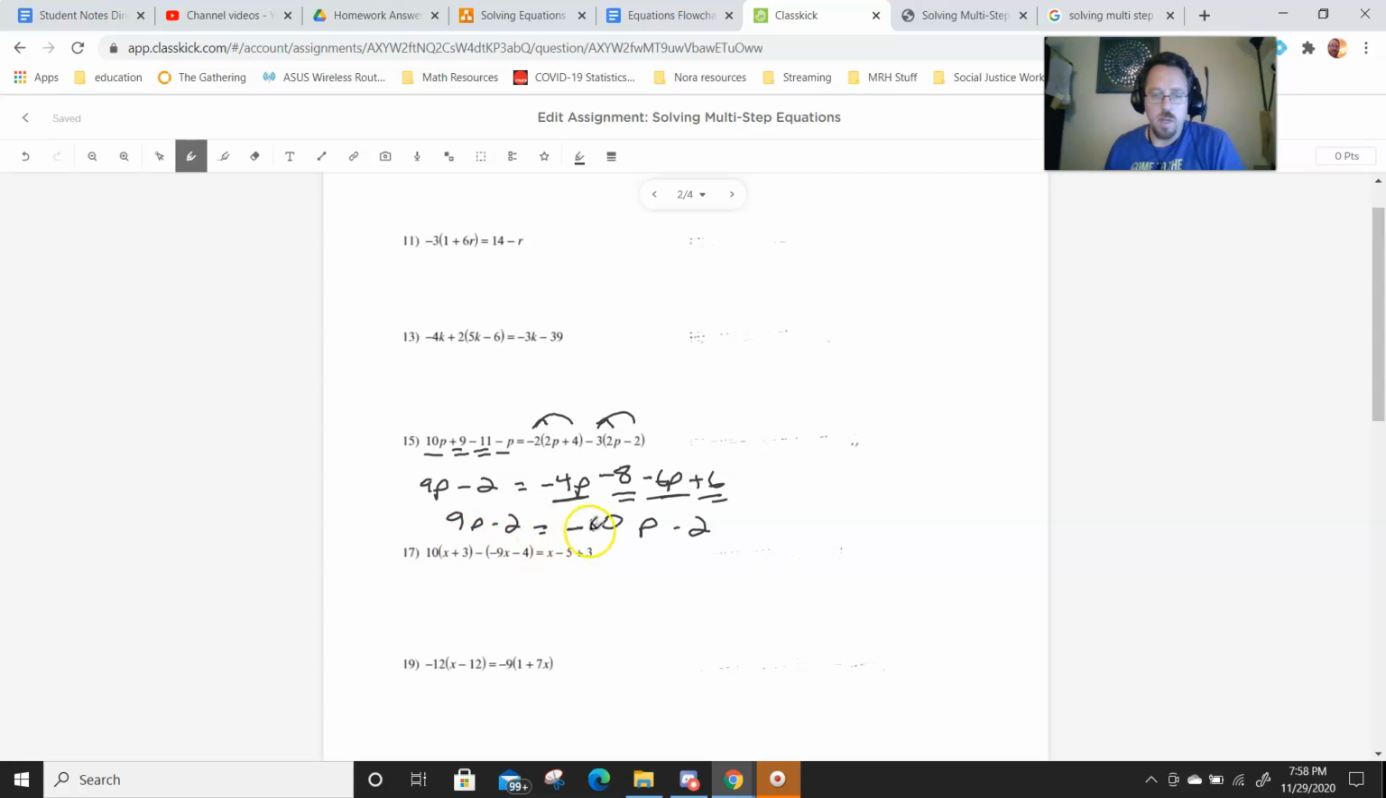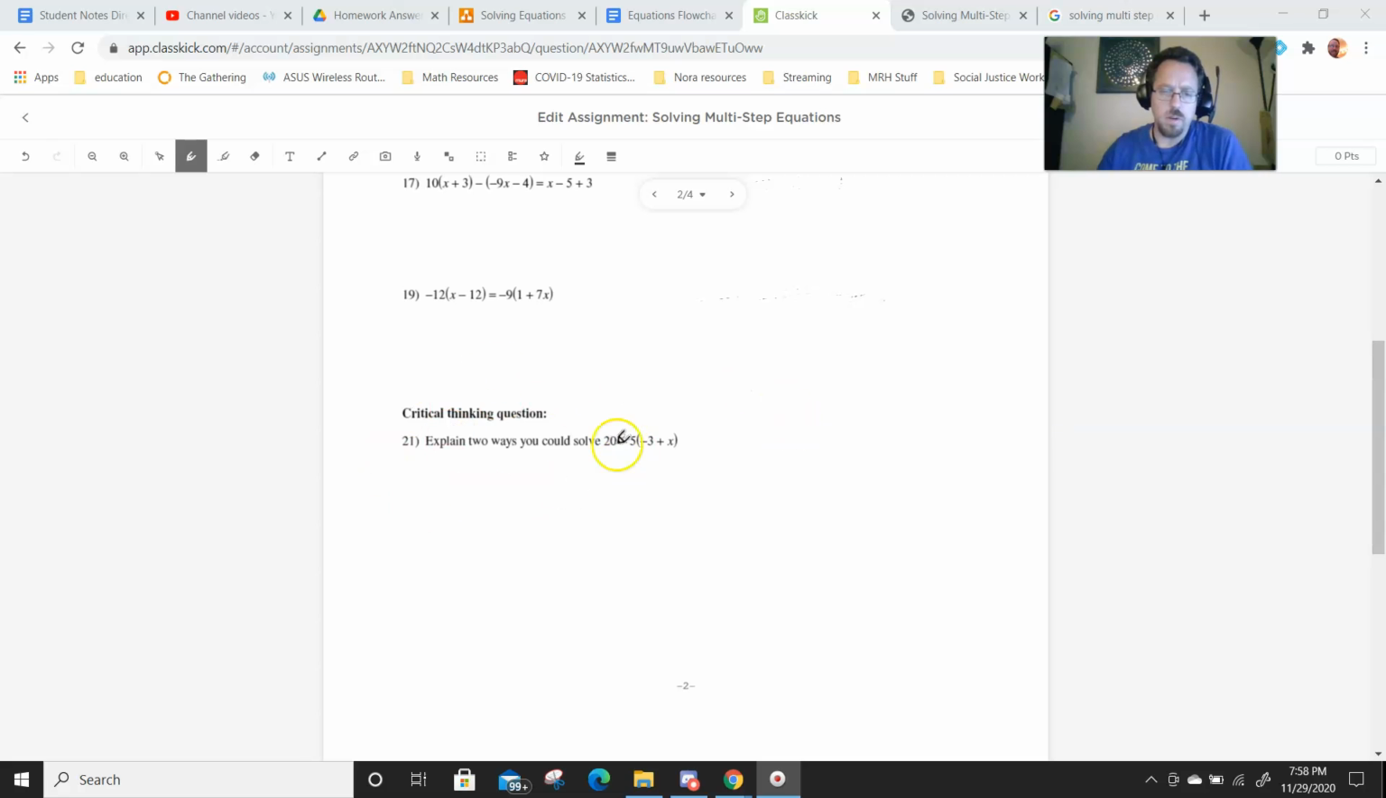Okay, so now I'm going to get all my p's to one side. So I'm going to do that by adding 10p to both sides. So that's going to give me 19p. And then I'm going to add 2 to both sides, equals 0. And then finally, I'm going to solve this by dividing both sides by 19, which gives me an answer of 0.